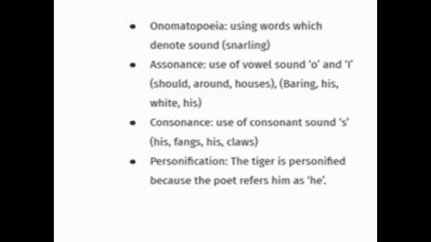Consonance and alliteration, don't get confused. Alliteration is the repetition of the consonant sound at the beginning. But consonance is what? Use of the consonant sound at the end. Personification: the tiger is personified because the poet refers to him as he.